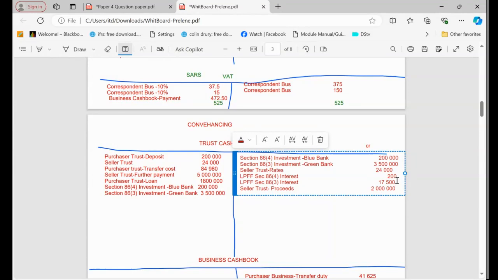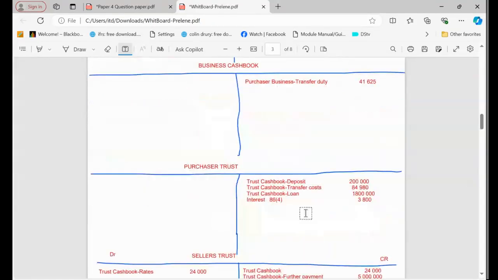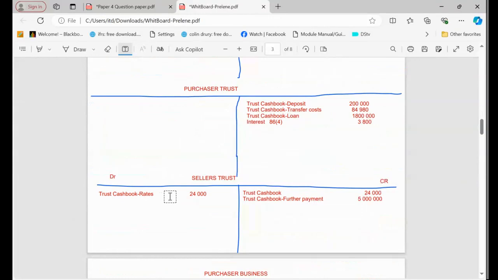Yes. So now we go to the seller's trust on the debit to show that we don't owe him that anymore. We come here and say, we took out of the trust cash book the proceeds. So the 2 million has been paid, so that in future the seller cannot come back and say, where's my 2 million? We paid you 2 million. We only owe you the difference. Are you with me?